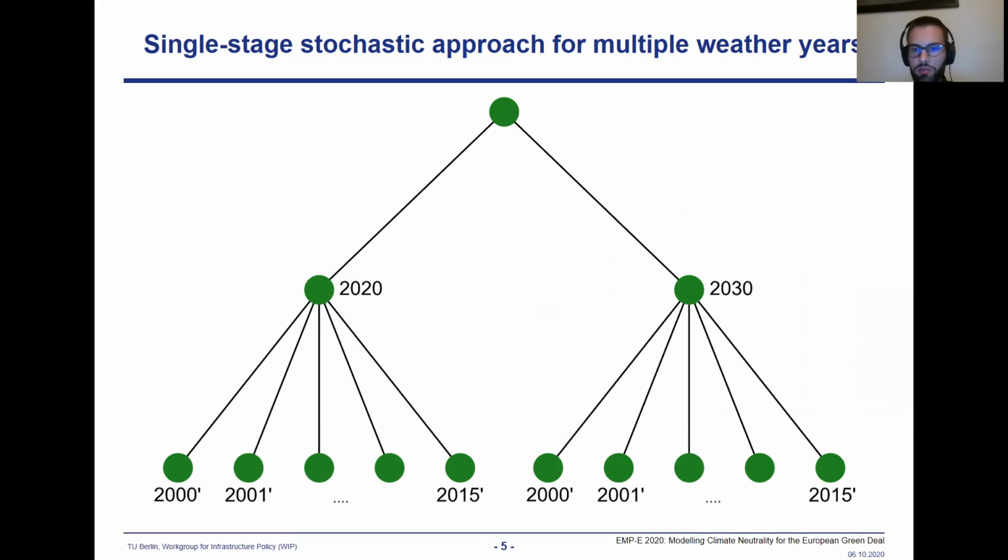However, we aspire to cover several weather years within the same model to achieve an even better representation of weather-driven fluctuations. For this purpose, we are currently implementing a single-stage stochastic approach where each year of capacity investment on the top level in this graph is analyzed for different historic weather years.